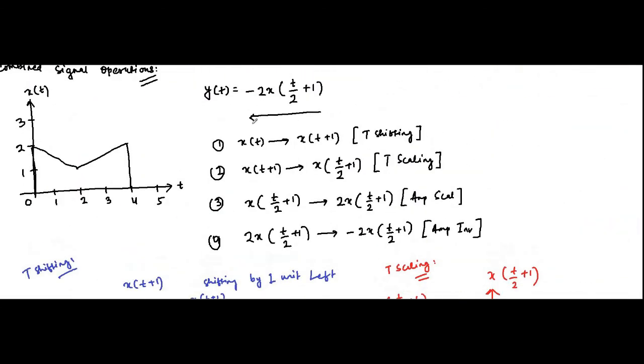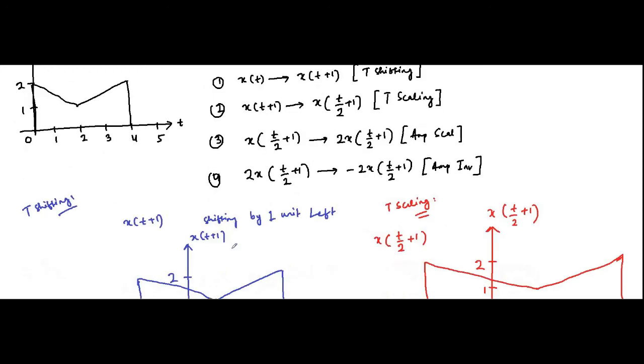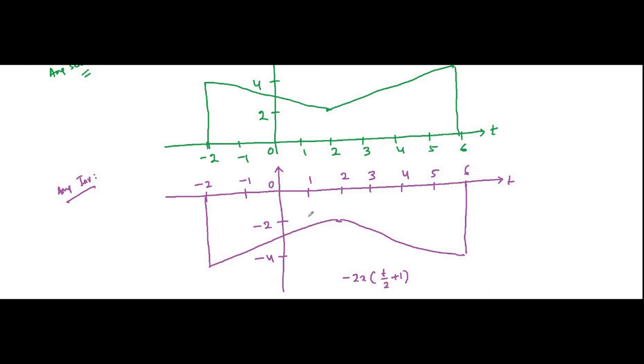So this whole process to perform this combined signal operation has to pass through these 4 individual stages, 4 individual operations. First time shifting, then time scaling, then amplitude scaling, then amplitude inversion.